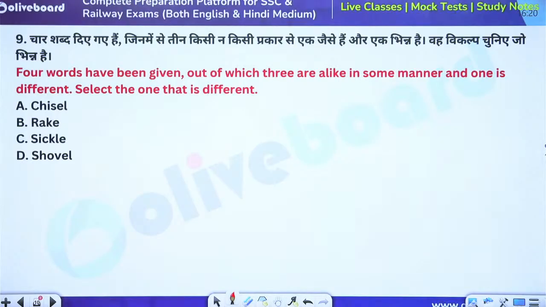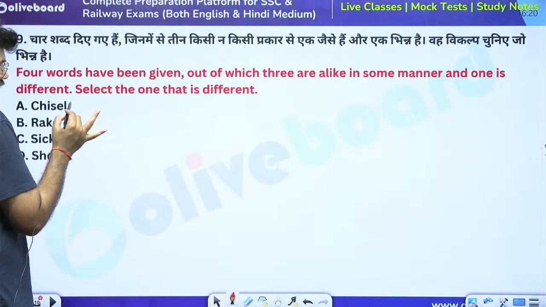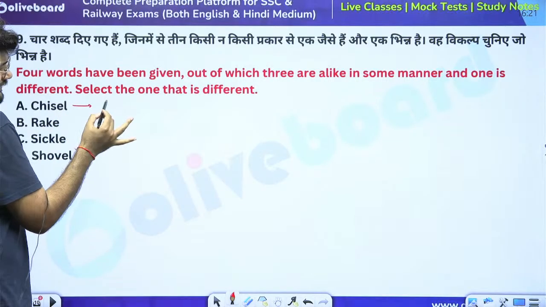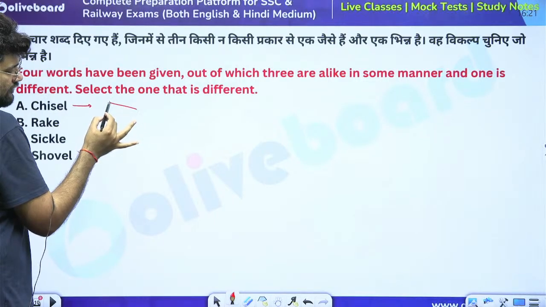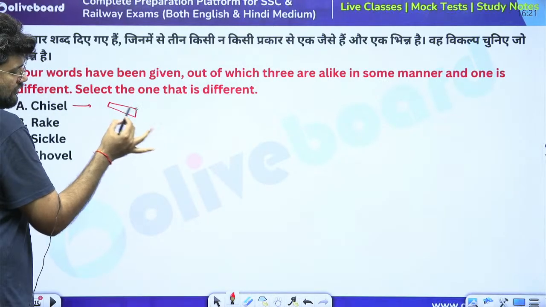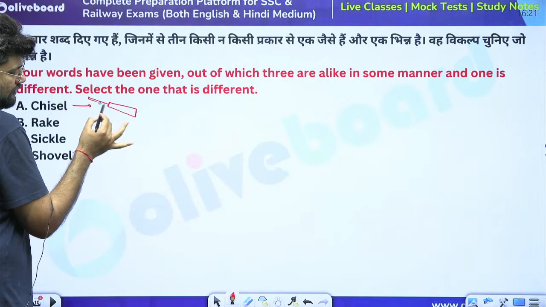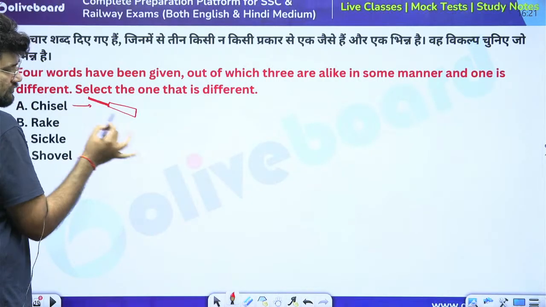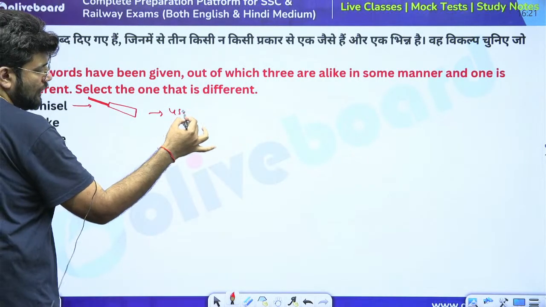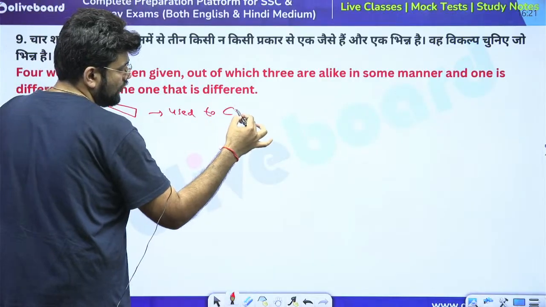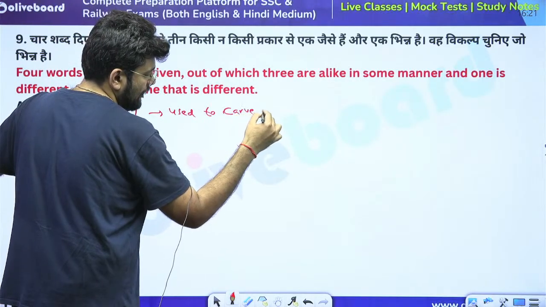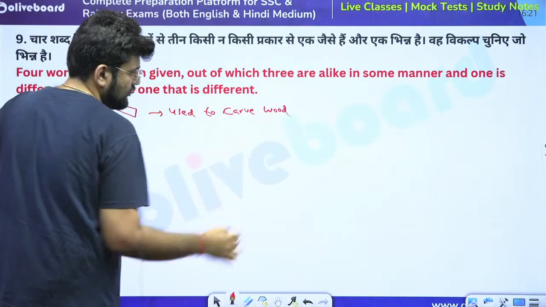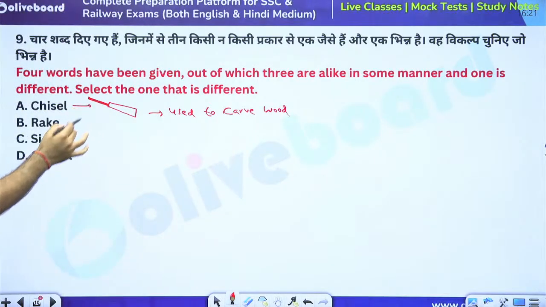Chisel, rake, sickle, shovel. Now, technically, I'll tell you what all these are. A chisel is something like a wedge of this sort connected to a handle, used to carve wood. Okay. So it's usually used by a carpenter to carve wood.